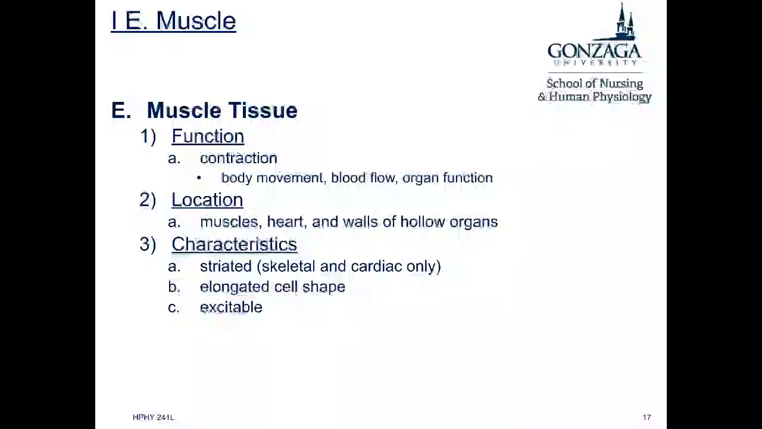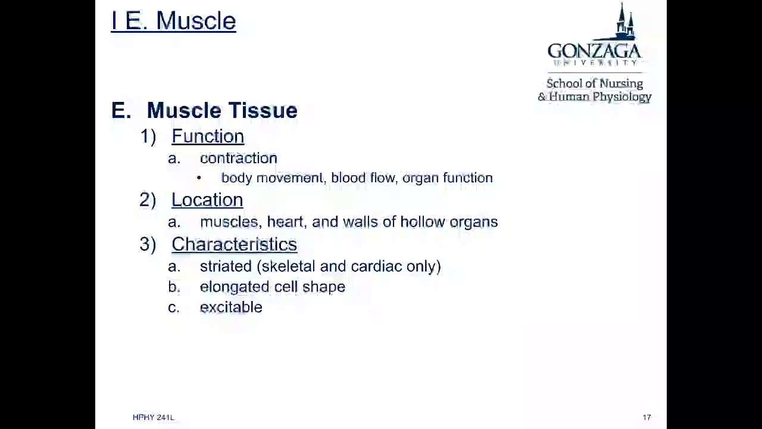The last type of tissue is muscle tissue. In general, muscle tissue is really good at providing contraction, but it's more than just the body movement. So contraction of muscle tissue allows for blood to flow and our internal organs to function properly, especially with digestion. Location: muscles, or what is also referred to more properly as skeletal muscle, muscle of the heart, and walls of the hollow organs. We'll get into that here in a second.